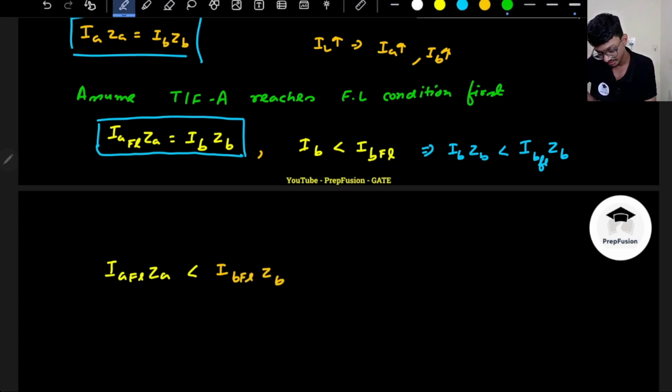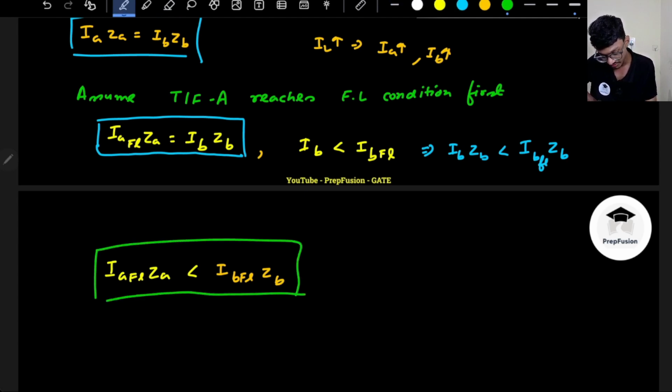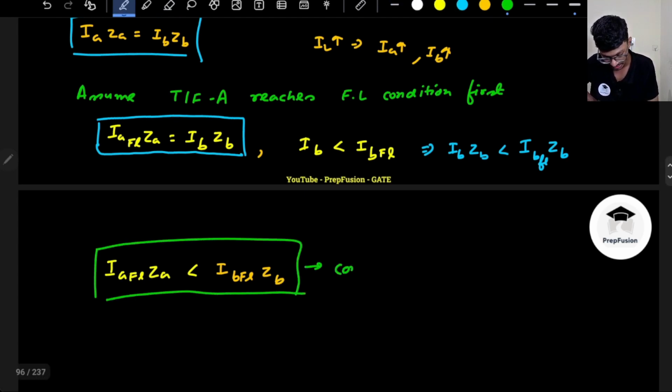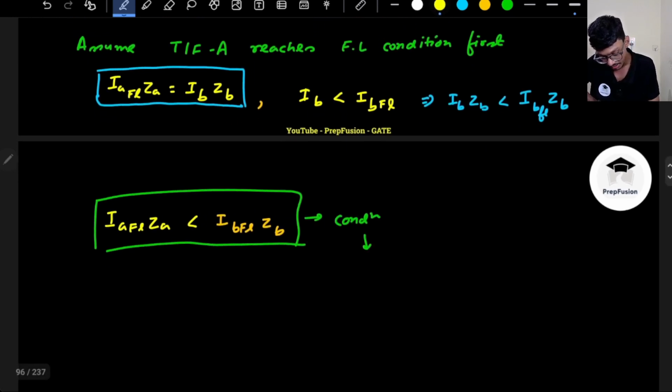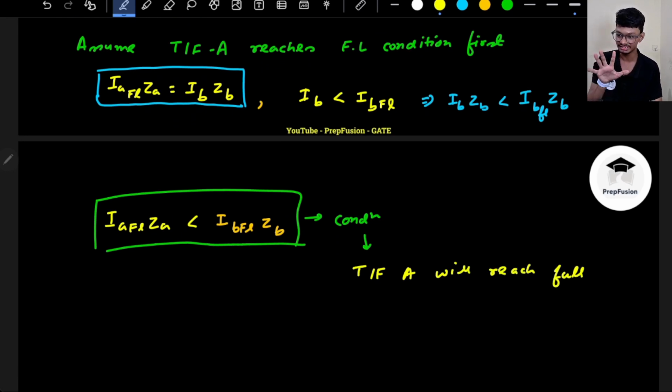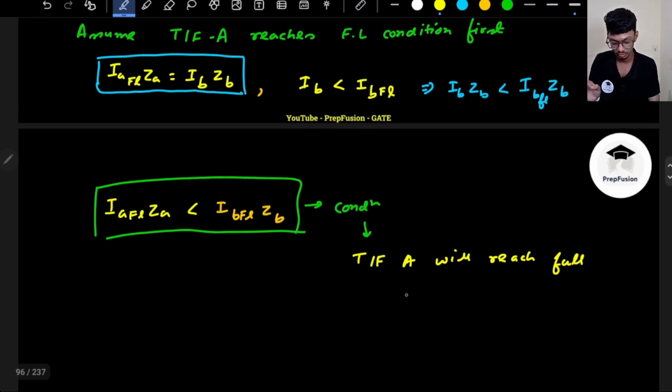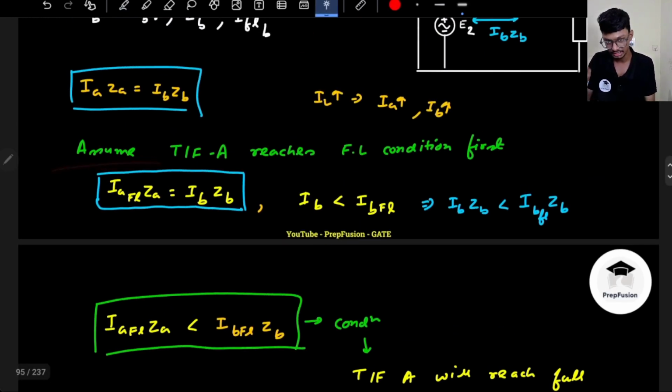So this is a very important condition. Now I will do backtracking. What kind of backtracking? If this condition is getting satisfied, that means what? That means my transformer A will reach full load first. I'm doing back calculation. Every engineer loves back calculation. So what I'm telling is that I started with the assumption that transformer A reaches the full load condition first.